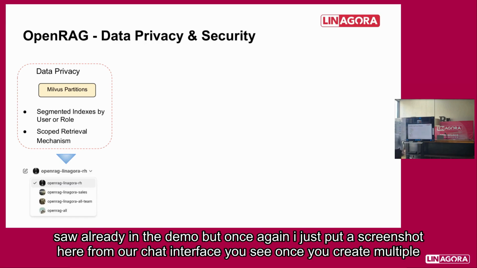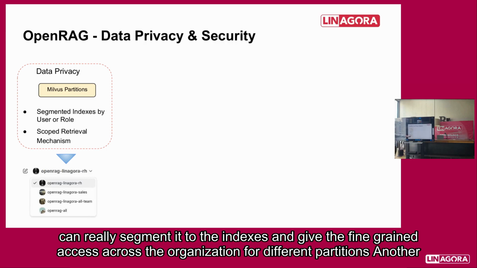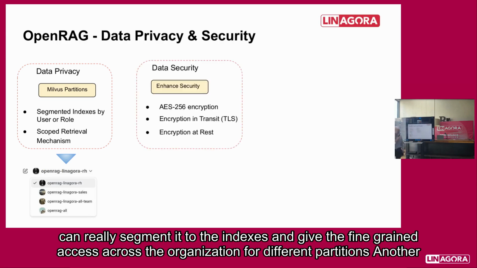You saw this already in the demo, but once again, I just put a screenshot here from our chat interface. You see, once you create multiple partitions, you have a partition called OpenRAG, let's say Linagora HR, Linagora Sales, or all team. And again, we can really segment the indexes and give fine-grained access across the organization for different partitions.